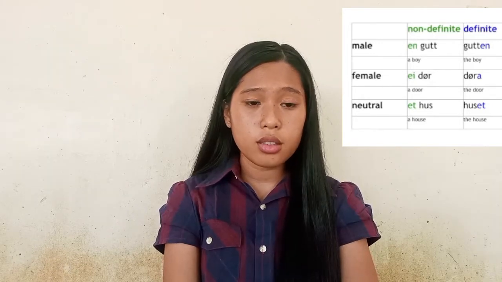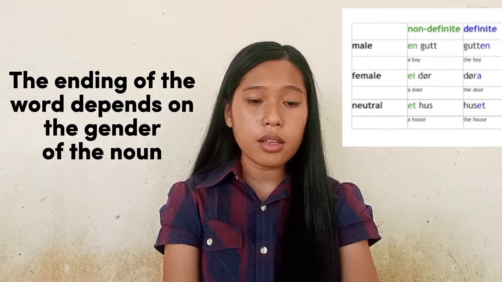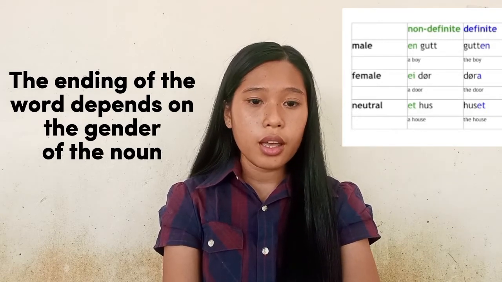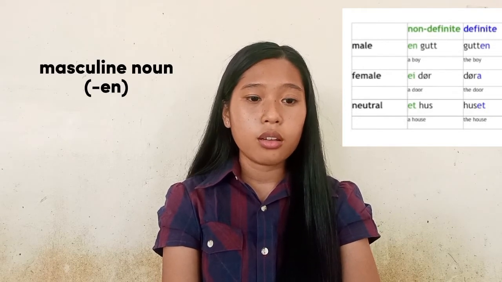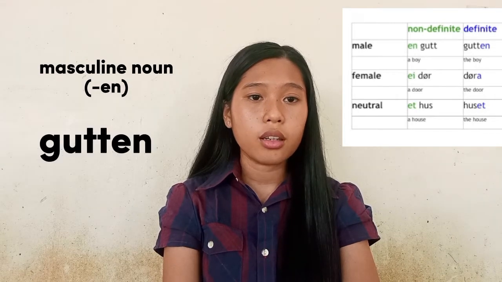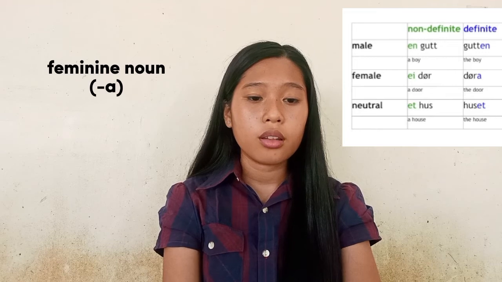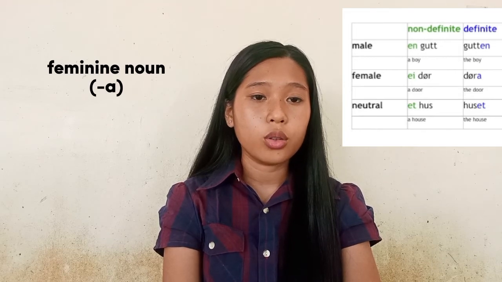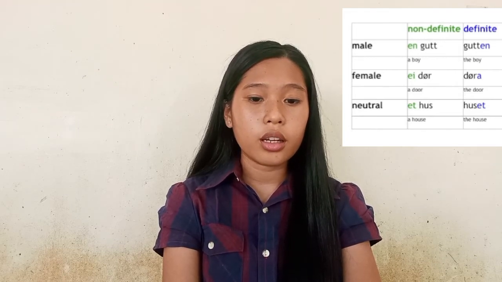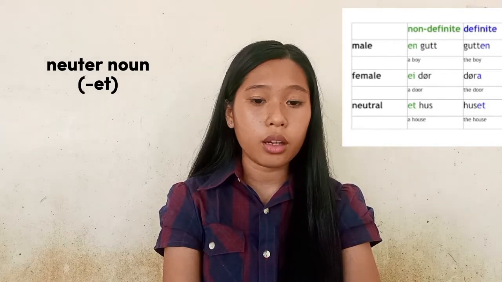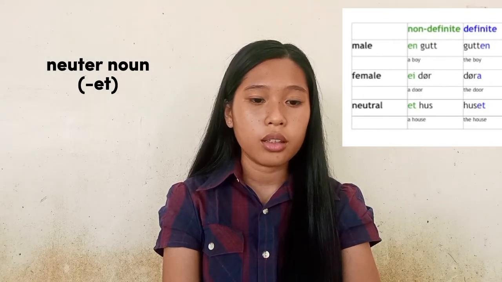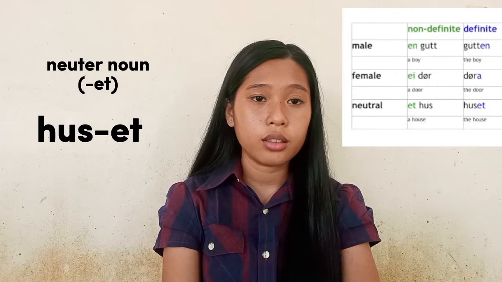As you have noticed, the ending of the word depends on the gender of the noun. If it is a male noun, the ending will be n, gutten. And if it is a female noun, it will be a, dora. And if it is neutral, it will be et, pronounced as e, like in huset.